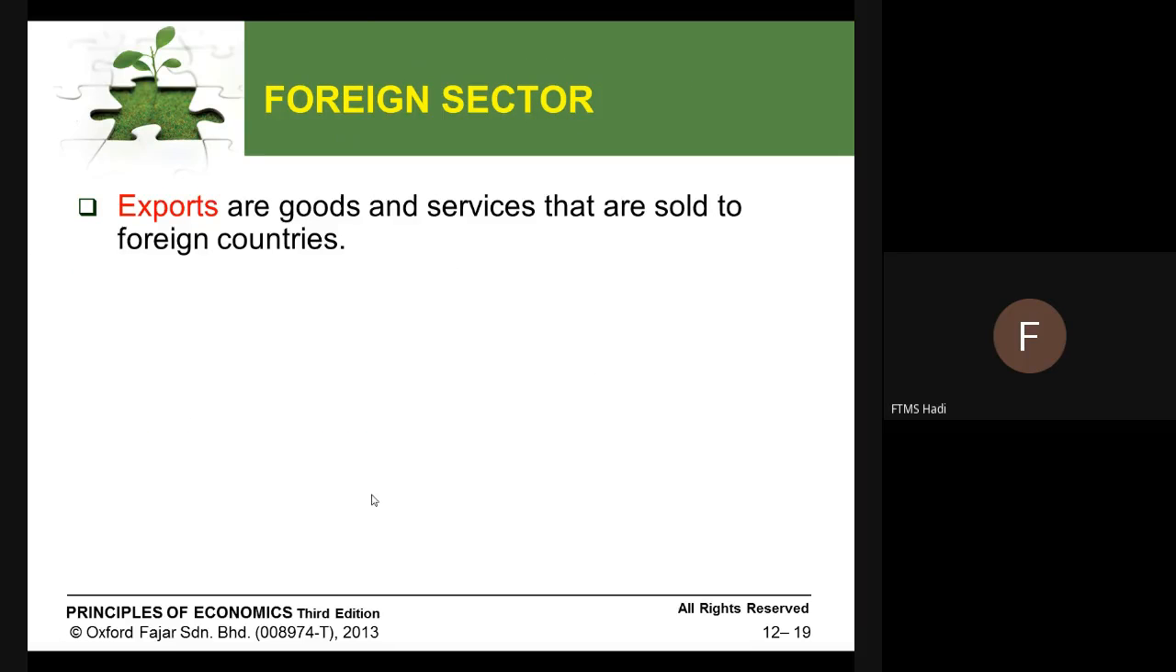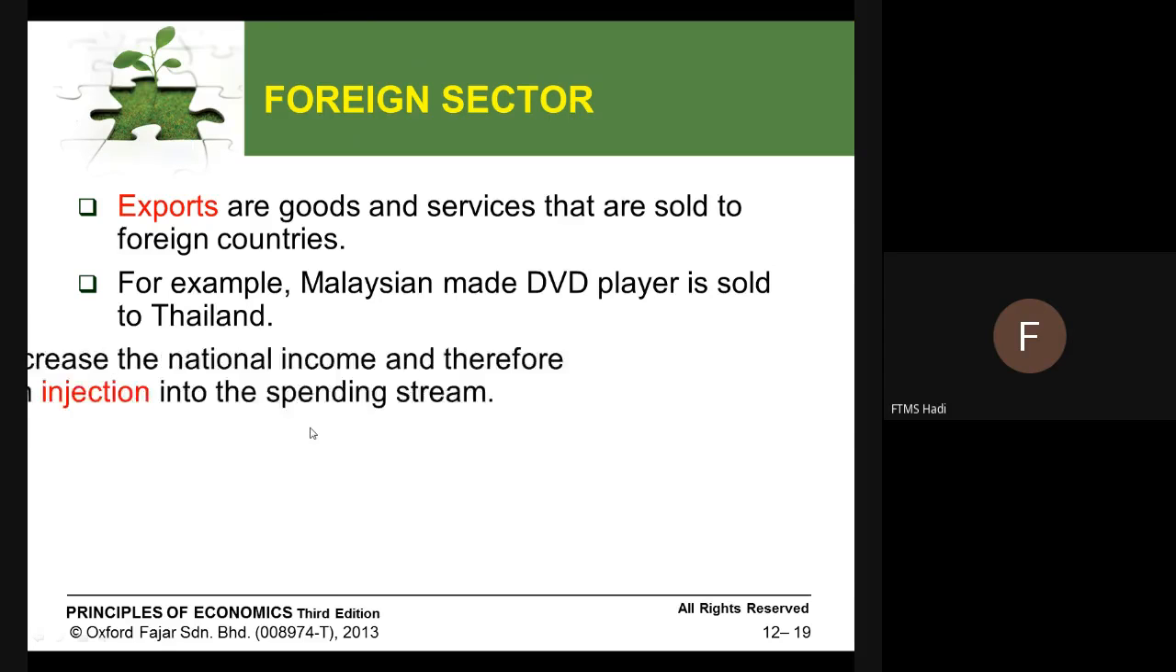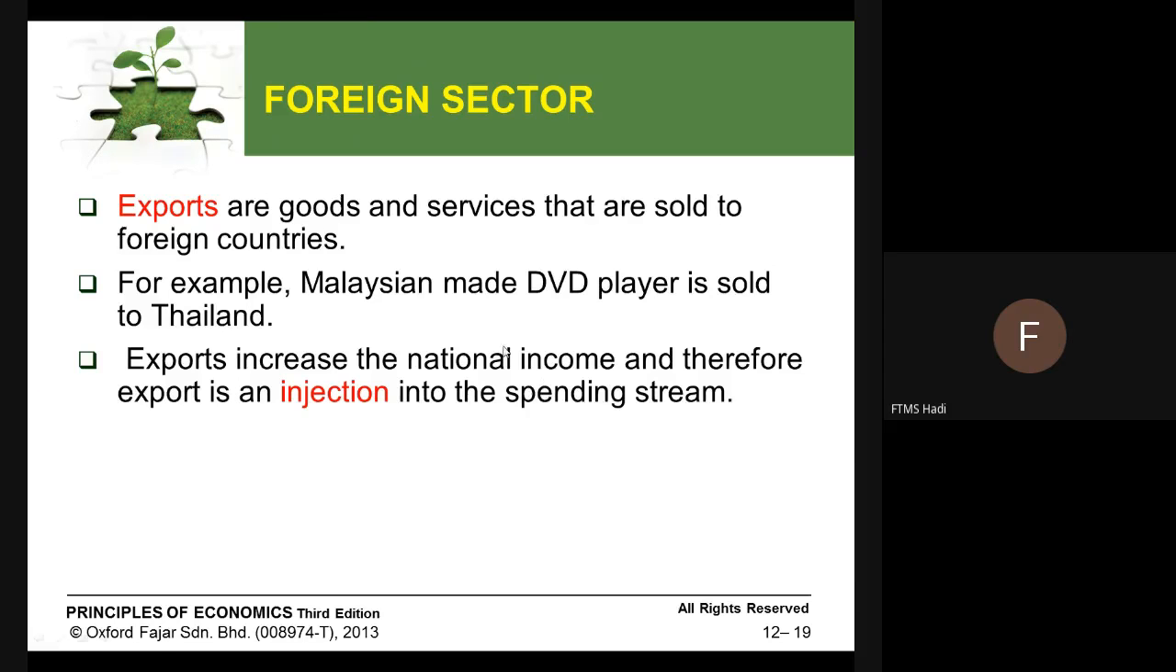Okay, the foreign sector, which is mostly focusing on export. Export means selling goods and services to other countries. For example, a Malaysian-made DVD player is sold to Thailand. Export increases the national income, and therefore export is an injection to the spending stream.